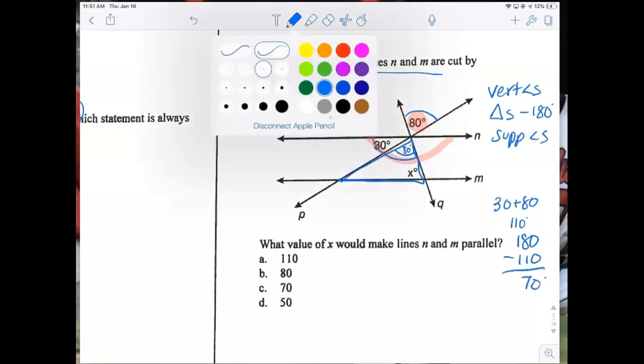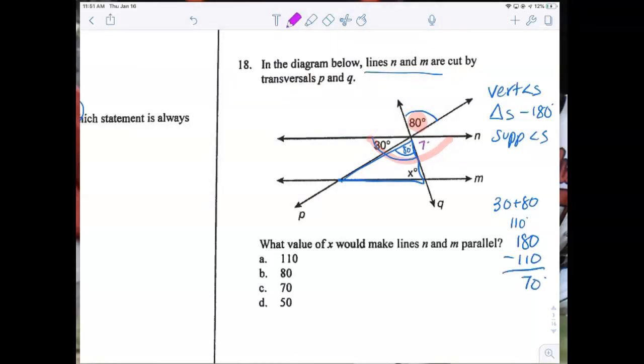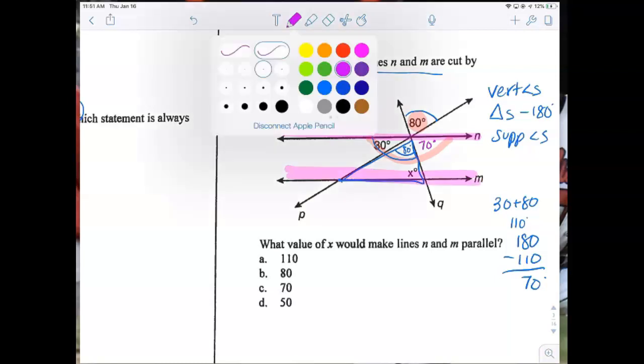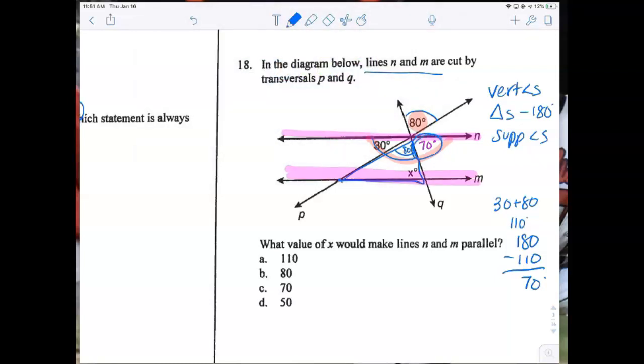So if I know this angle up here is 70 degrees, and I want these 2 lines to be parallel, then I want to look for what kind of special angles. This 70 has to be the same as this X because they're alternate interior angles.